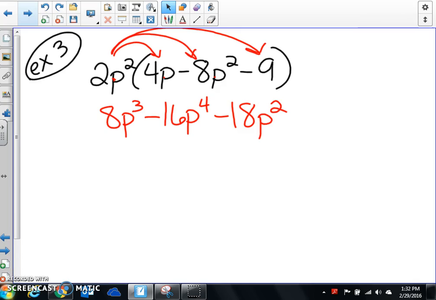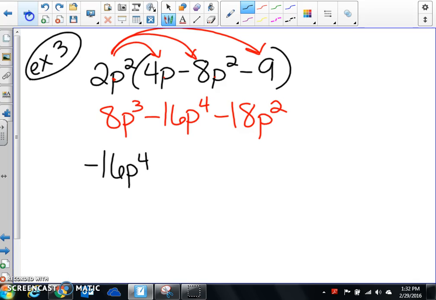Now I need to write in descending order. So my largest is my p to the fourth, so I have negative 16p to the fourth. Then I go to my p to the thirds, so positive 8p cubed, and then I'm left with minus 18p squared.